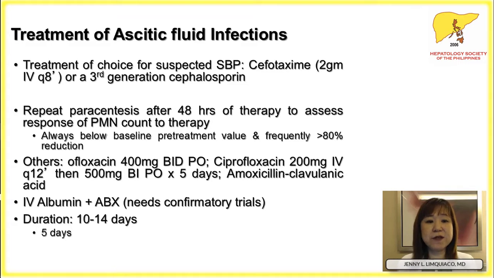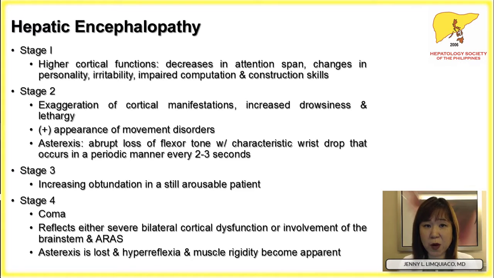Treatment of ascitic fluid infections. So the treatment of choice for suspected SBP is cefotaxime or a third-generation cephalosporin. And ideally, you need to repeat paracentesis after 48 hours of therapy. Other forms of treatment will be ofloxacin, ciprofloxacin, or amoxicillin-clavulanic acid, with a duration of 10 to 14 days. Next is hepatic encephalopathy.